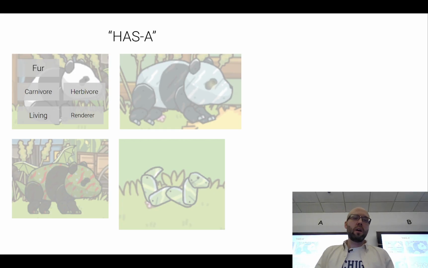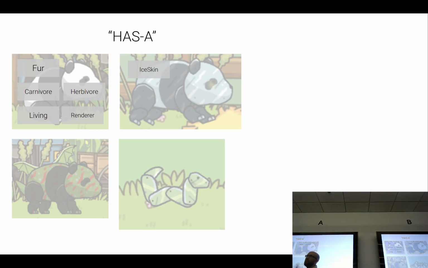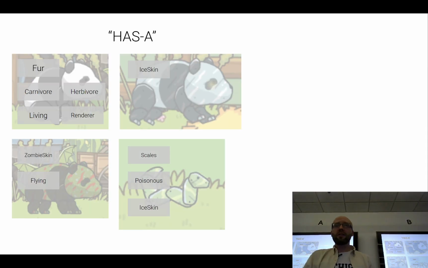The ice panda, we will create an ice skin component. It renders the panda's material with this little shimmer and bluish tint. It makes it look icy, okay? For the eldritch panda, we're going to give it a zombie skin, which is very similar to the ice skin component. And we're going to give it the flying component, which spawns in some wings and allows it to hover off the ground, okay? For the ice snake, we're going to use that ice skin component that the panda had up here. We're going to reuse it. We're going to give it a scales component and a poison component, okay?